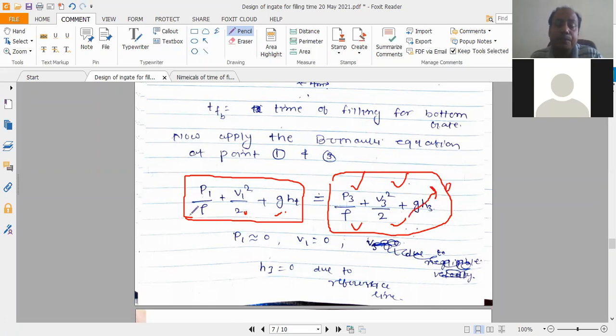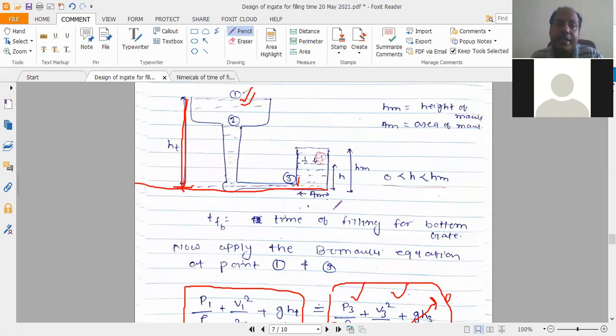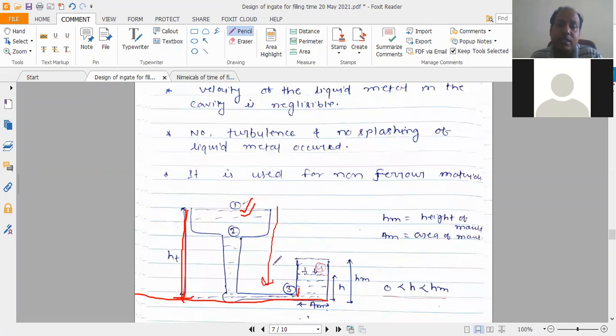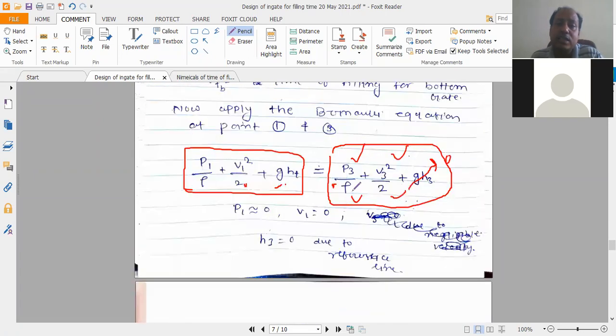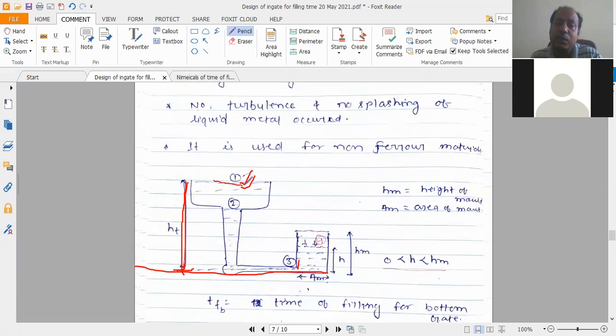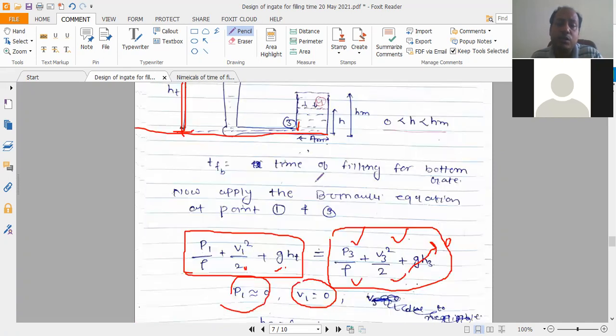This pressure head is generated due to this height, so it is very high compared to the atmospheric pressure. So this can be negligible, and we can remove it. So p1 will be removed. The velocity at point 1 is also removed, because the initial velocity at point 1 is negligible, as we assumed earlier in the assumptions. So it will be 0.